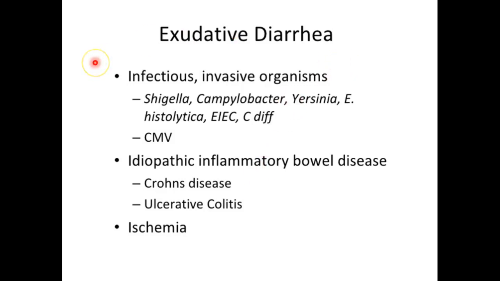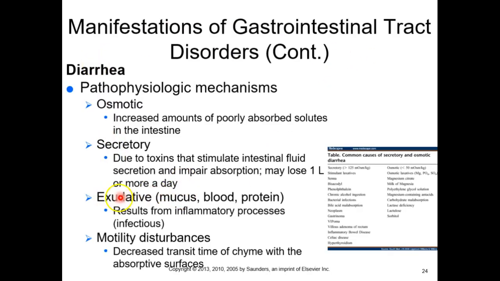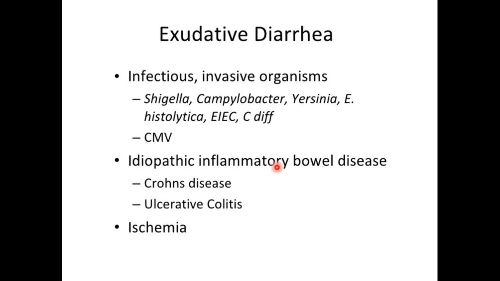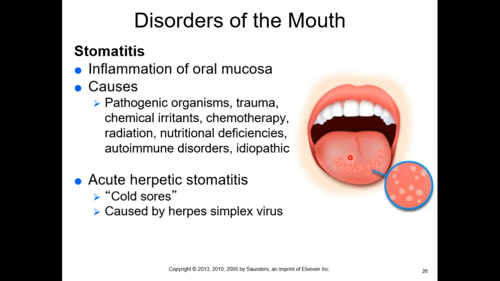So exudative diarrhea, again, that's this category right here. C. diff would be a major source for this. A number of different bacteria, but also some inflammatory bowel diseases like Crohn's and ulcerative colitis. We will talk about inflammatory bowel diseases in just a bit. It's past time for a break, and that's a good stopping point.